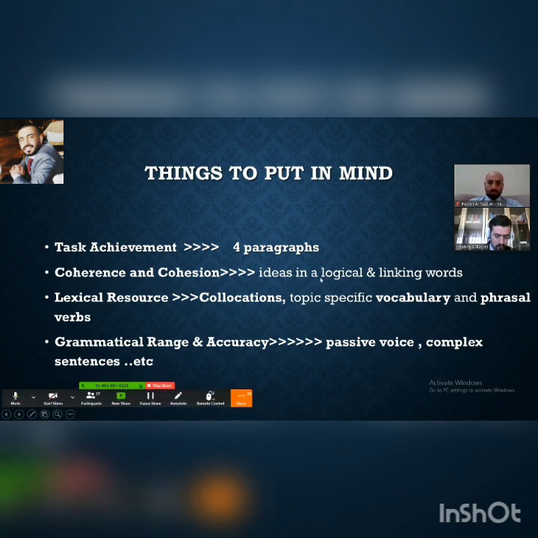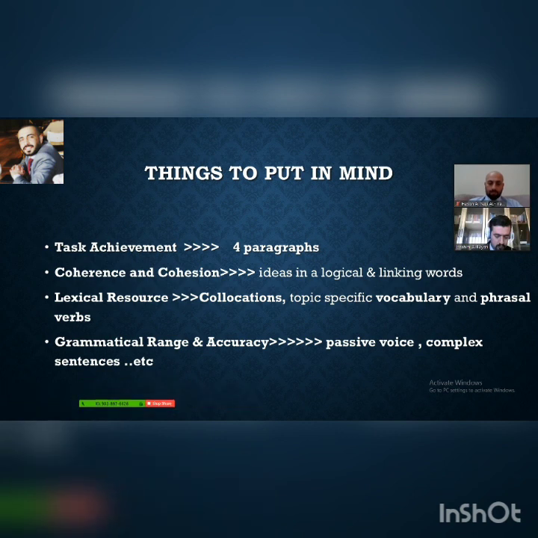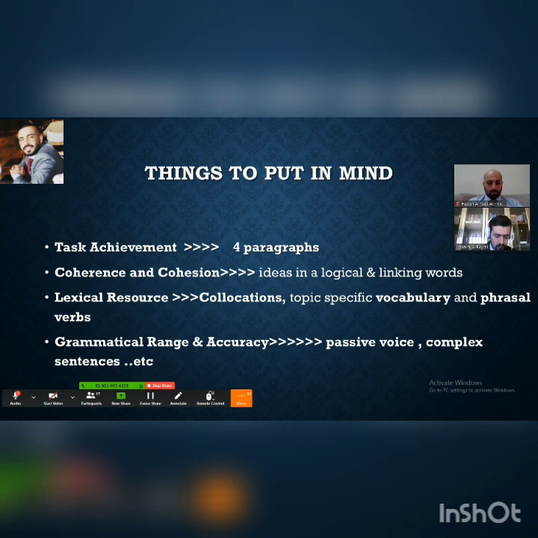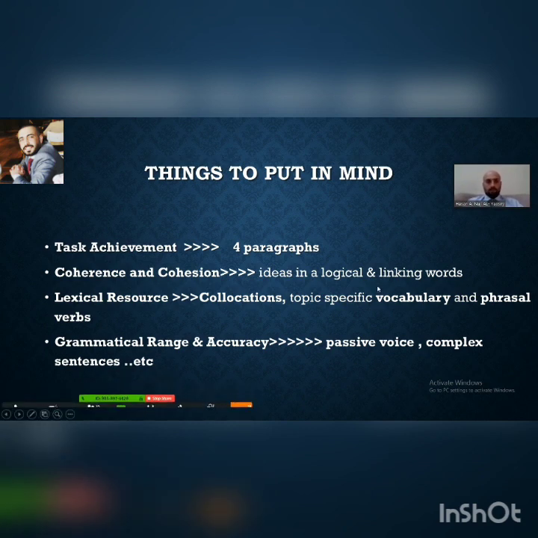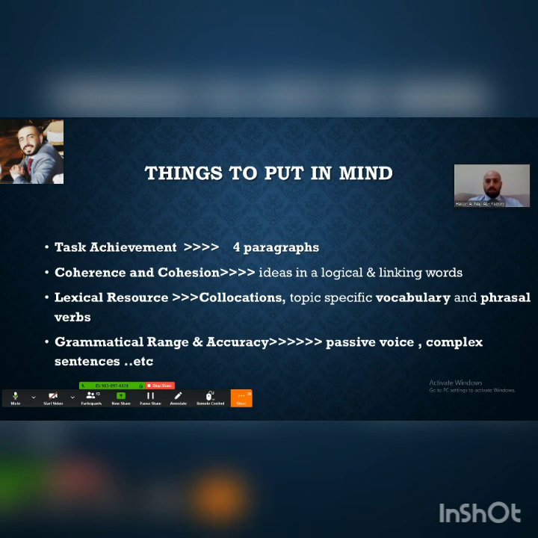When you write a task, an academic essay, the ideas must be logical. Don't put imaginary things, stories. Make it logical, so the examiner, the reader, can believe it. And linking words.